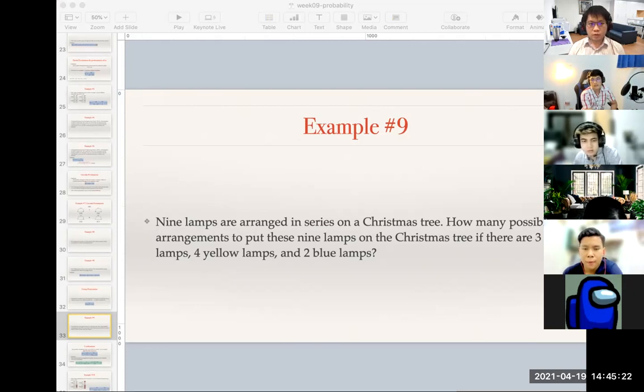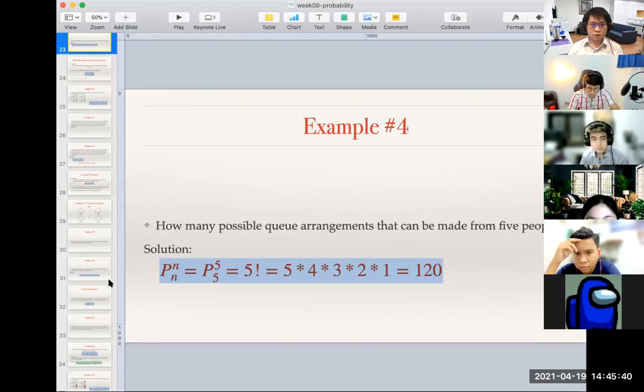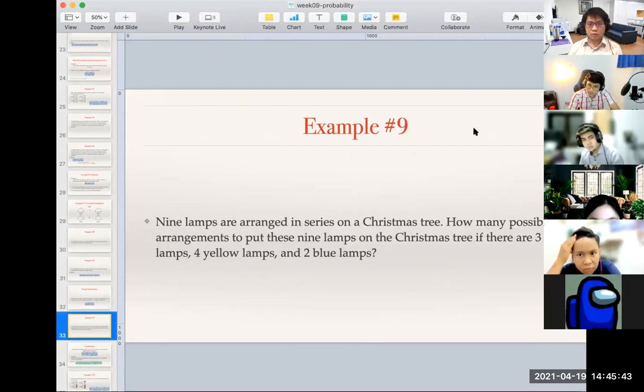So what is the answer? 9 lamps are arranged in a series on a Christmas tree. How many possible arrangements are there to put these 9 lamps on the Christmas tree if there are 3 red lamps, 4 yellow lamps, and 2 blue lamps?